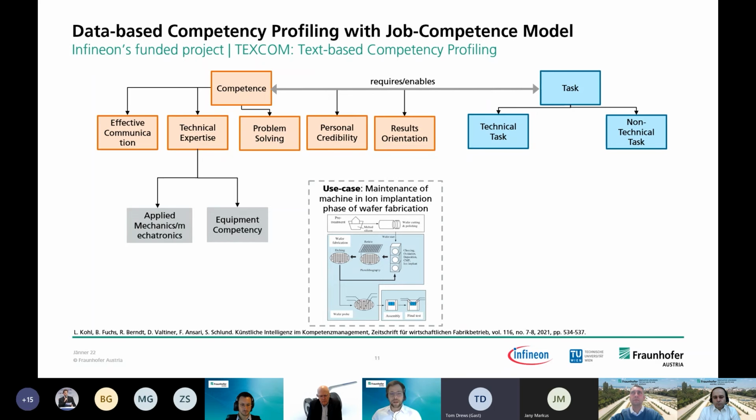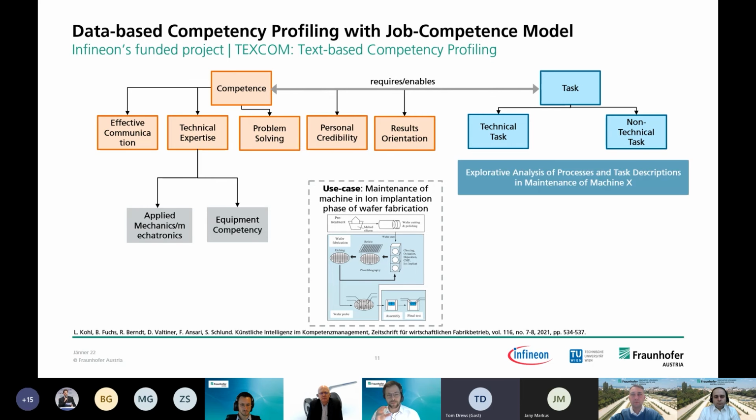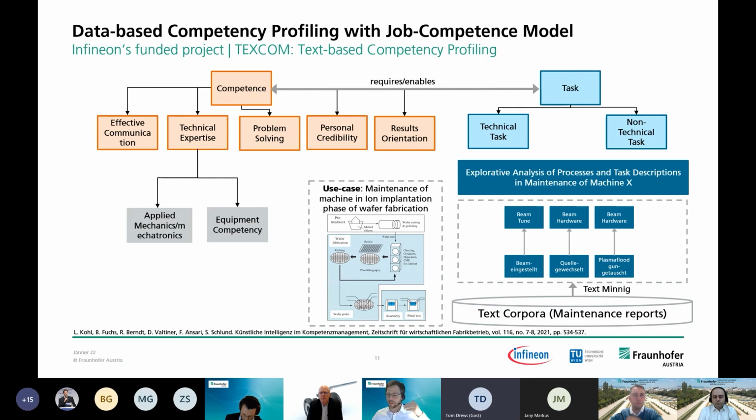And we started with the first step here with an explorative analysis of processes and task descriptions in maintenance of a certain machine and tool park. So we looked at all those maintenance tasks which have been done on ion implantation machines. For this, we used the text corpora of the maintenance reports and then applied an artificial intelligence method called text mining in order to extract the tasks itself from the maintenance reports.